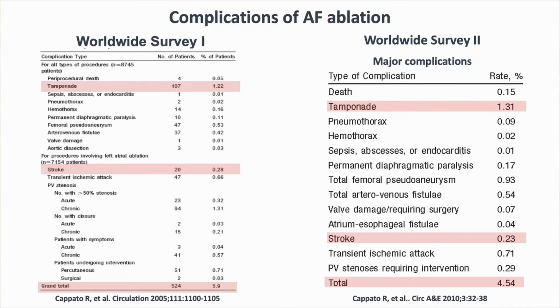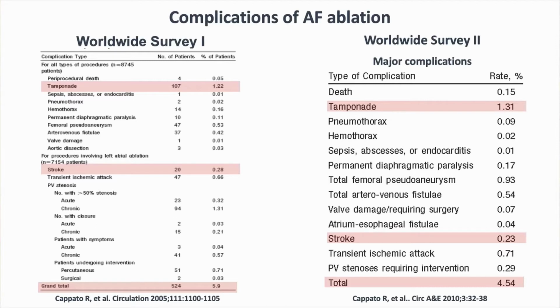The incidence of complications after ablations for AFib is reported in various registries in a range of 3.9 to 6%. Data from large centers with a large number of procedures indicate the occurrence of complications in the range of 3.3 to 5%. These two tables show the worldwide survey on methods, efficacy, and safety of catheter ablation for AFib and its update. Major complications occurred in 6% of patients.